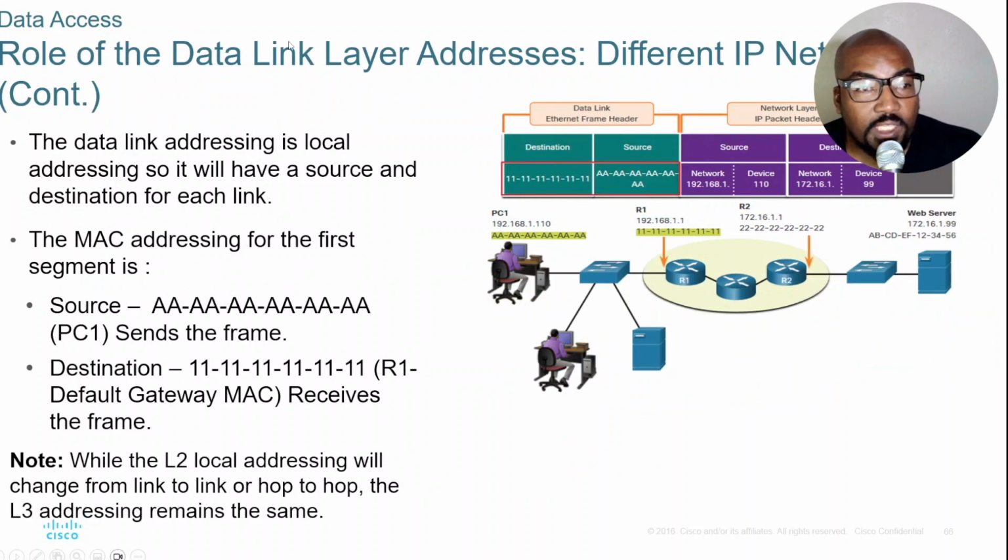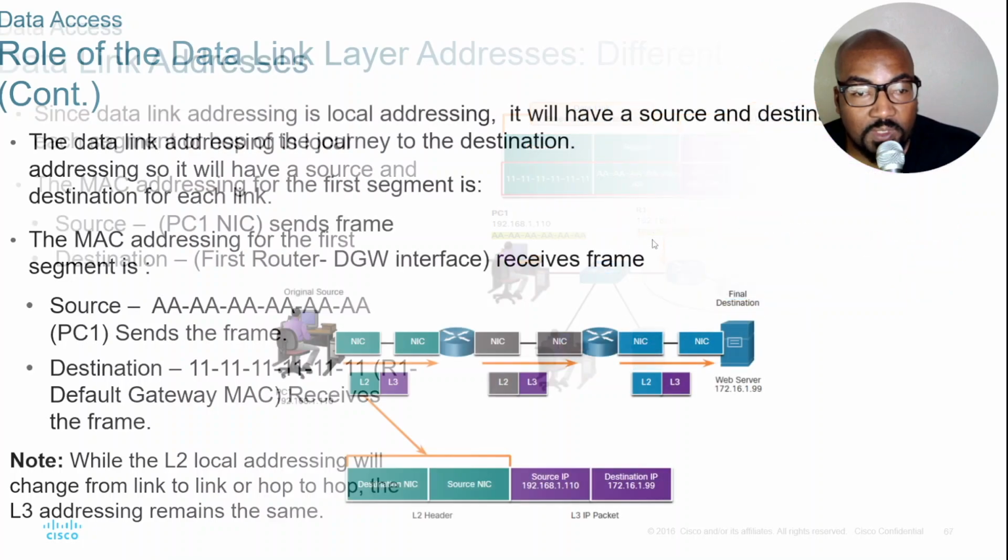The role of the data link layer addresses different IP networks, and we just kind of talked about this. So the data link addressing is local addressing, so it will have a source and destination for each link. So the MAC addressing is the first segment, and that's signified by all A's. So when you get to all A's, it sends out the information through its gateway, and it receives a frame. That's kind of what this is.